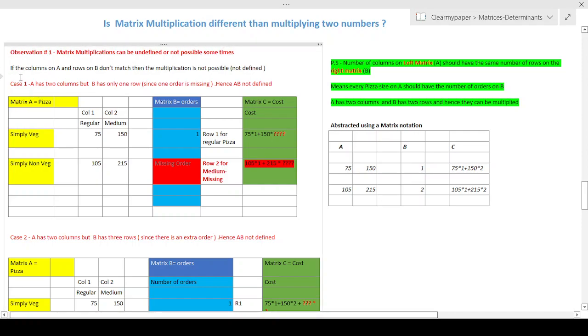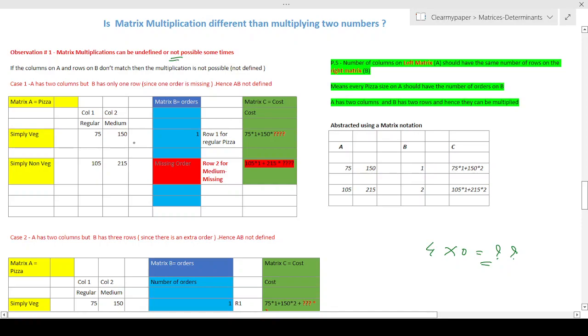What are we trying to say? The observation is that sometimes matrix multiplications are not defined or not possible, in terms of the way they are structured. In numbers, except for multiplying by 0, it's not defined, right? If you multiply 4 by 0, it's not defined. Otherwise, every multiplication is possible in numbers and will give you some answer. But in matrices, there are certain instances where certain types of multiplication are not possible.